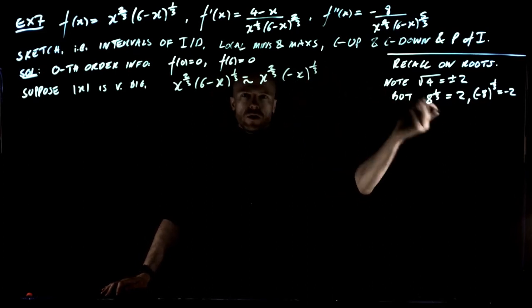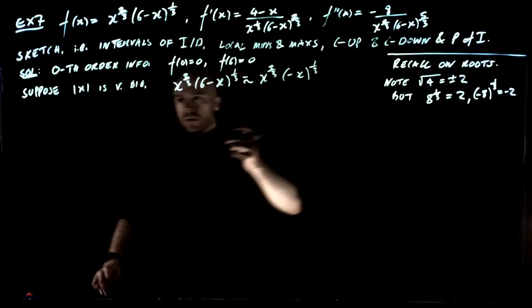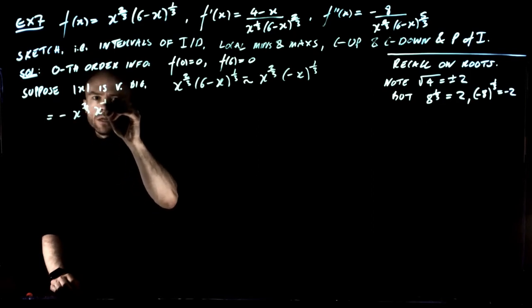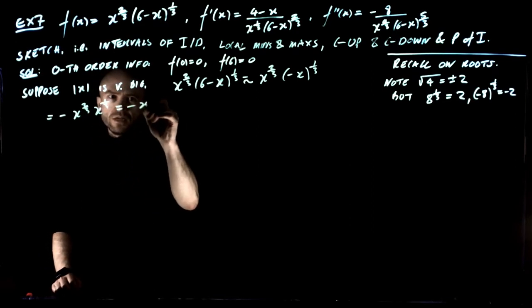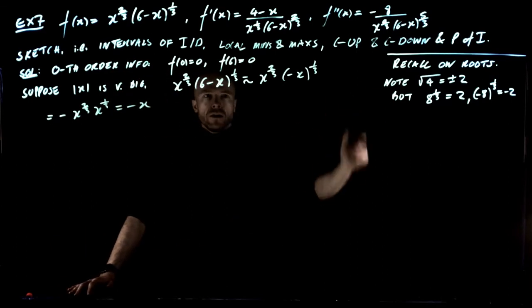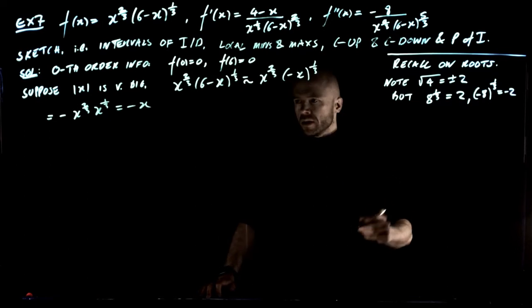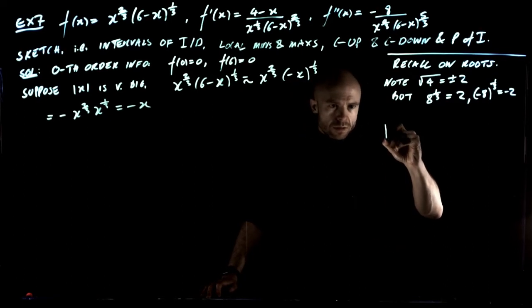And as we just discussed, third roots preserve the sign. So this thing is just like minus x to the 2/3, x to the 1/3, which is just minus x. So at a very large scale, this thing is a lot like minus x. So it can start to block in some of the information that we have.